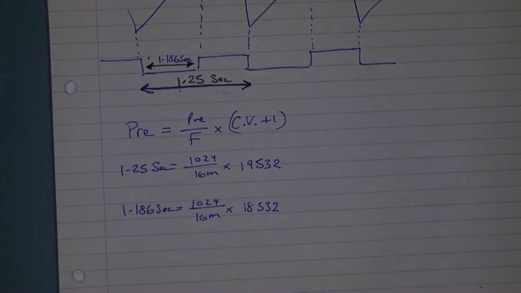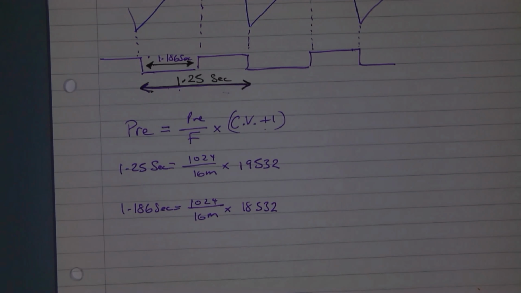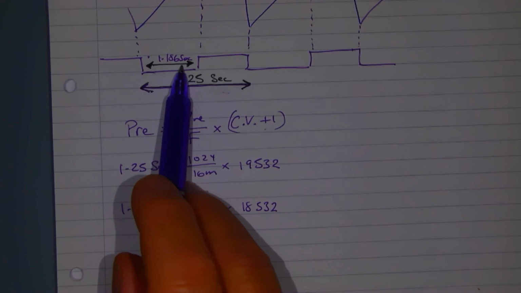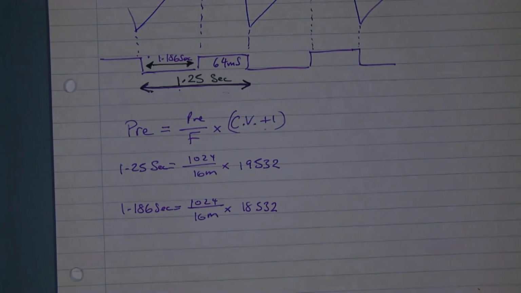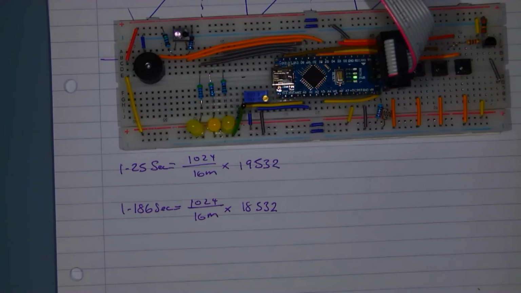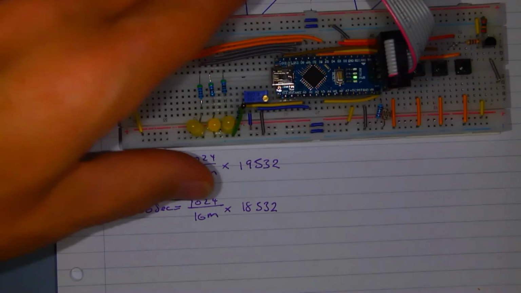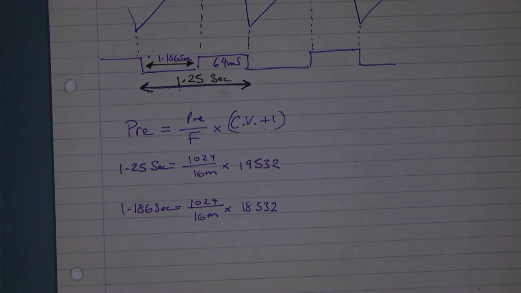But at this point in time, we haven't actually answered the question because we want to know how long it is on for. So that's what we really need to do. And of course, it's 1.25 seconds minus 1.186 seconds, which is 64 milliseconds. So that's how long our pulse is. I'll just bring this over here and you can have a look at it. And that pulse is 64 milliseconds and it happens at 1.25 second increments.